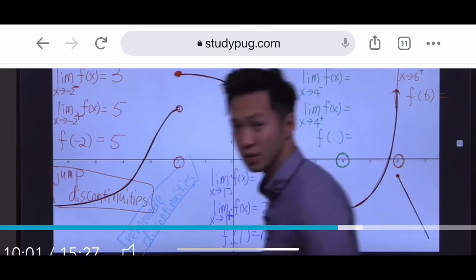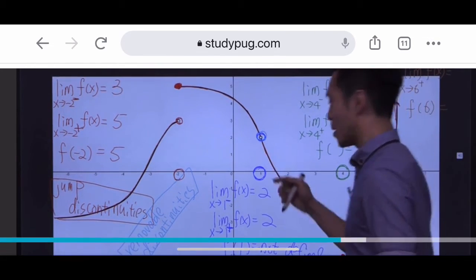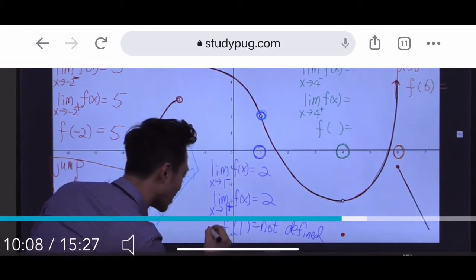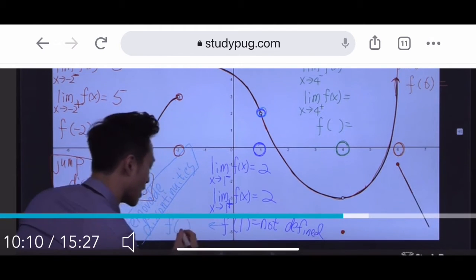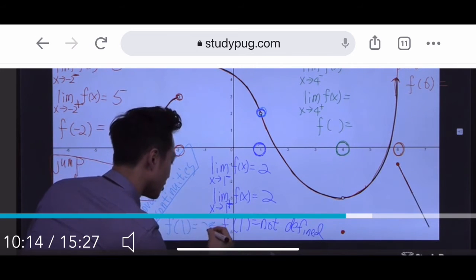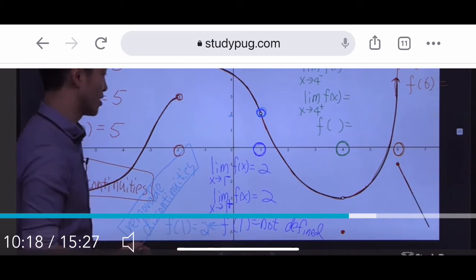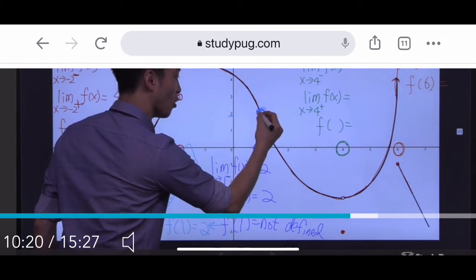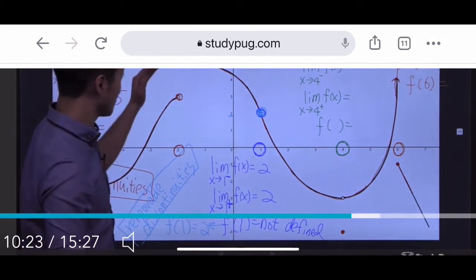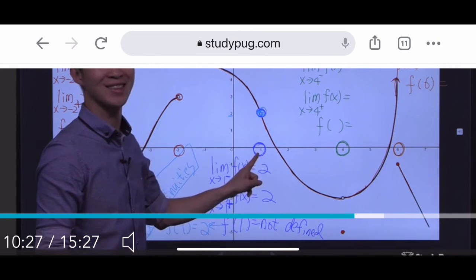They are called removable discontinuities, because we could remove the discontinuity by simply redefining the function at 1 to be equal to 2. And that way, we can fill the hole and the function becomes continuous at x equals 1.